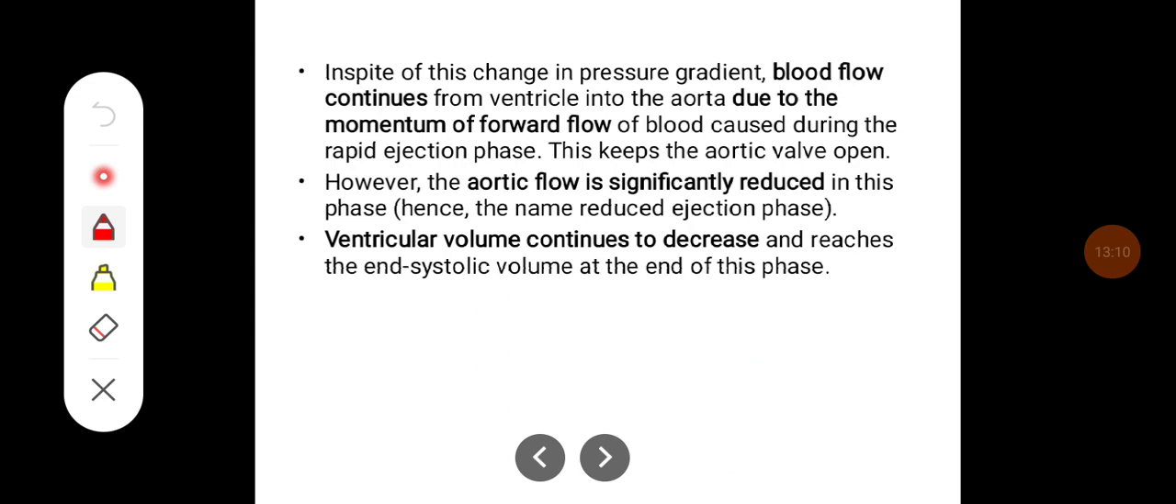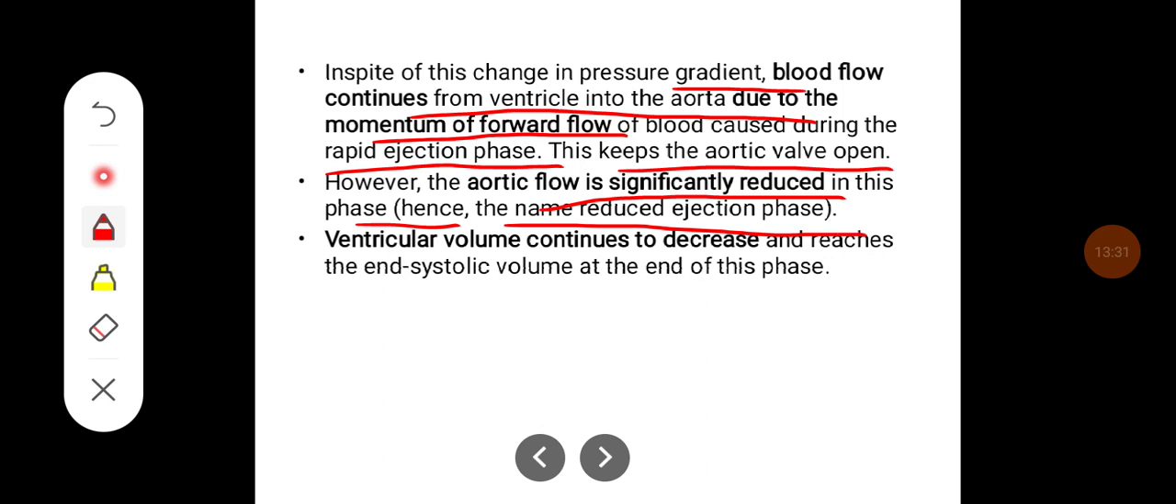In spite of this change in the pressure gradient, blood flow continues from ventricle to the aorta due to the momentum of forward flow of blood caused during the rapid ejection phase. This keeps the aortic valve open. However, aortic flow is significantly reduced in this phase, and hence the name reduced ejection phase. The ventricular volume continues to decrease and reaches the end systolic volume at the end of this phase.